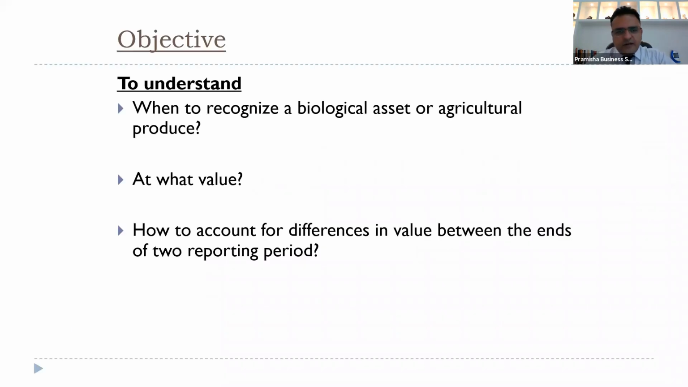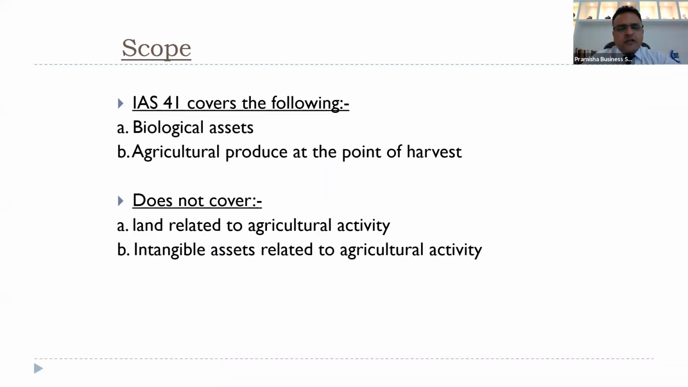So when to recognize the biological asset or agricultural produce, at what value, and how we'll record the differences between the two reporting periods. We'll measure them at fair value less cost to sell, and we'll remeasure them at fair value less cost to sell. It covers biological assets, as I said, animals and plants. It does not cover land related to agriculture activity. This land belongs to IS 16 property, plant and equipment. The land doesn't come under the purview of IS 41 because there is no biological change in land.